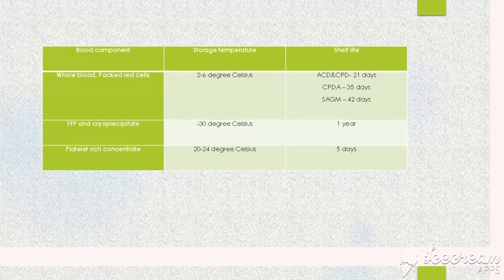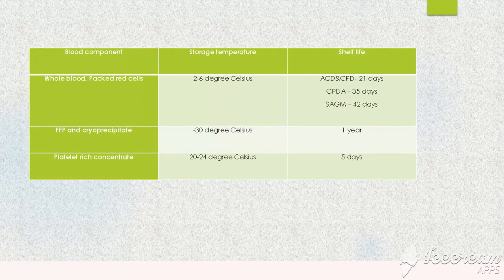So this is just a summary. Of the different blood components, your whole blood or packed red cells can be stored for different days depending upon the anticoagulant used. It's usually 2 to 6 degrees Celsius. If you use ACD or CPD, it's 21 days. If it's CPDA, it's 35 days. If it's SAGM, it's 42 days. And for FFP and cryo, it's 1 year at minus 30 degrees Celsius. And for platelet rich concentrate, it's 20 to 24 degrees Celsius for 5 days.